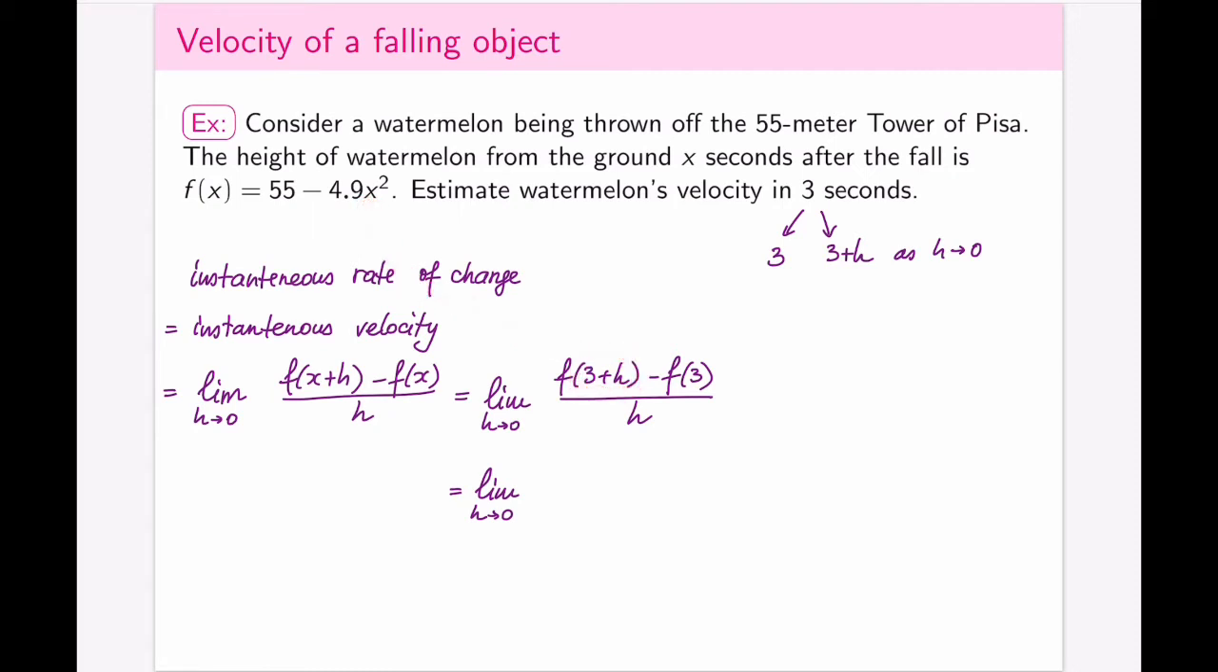So what we have for the first term here is going to be 55 minus 4.9 times (3 plus h) squared. Okay? This is what x used to be, and my x now is 3 plus h. Then I also have minus f of 3. So I have to subtract out, plugging in 3 in for x here. So I have 55 minus 4.9 times 3 squared, all over h.